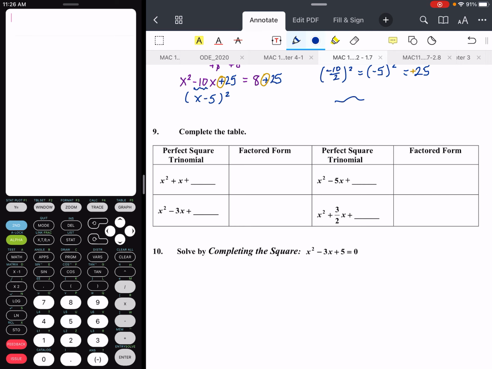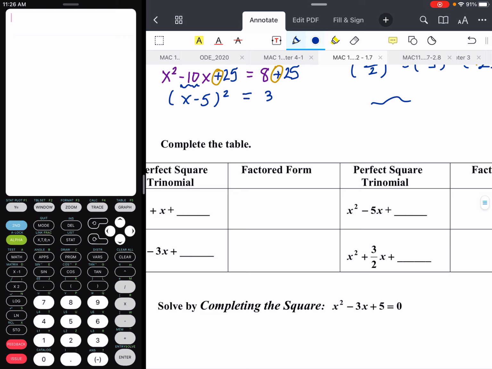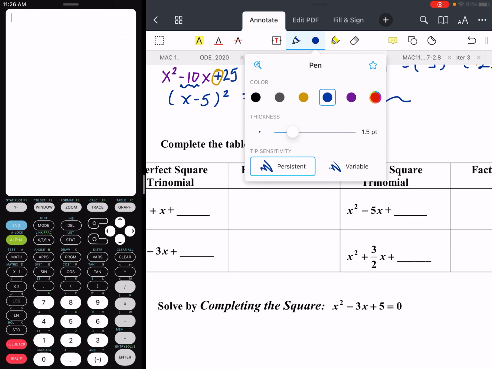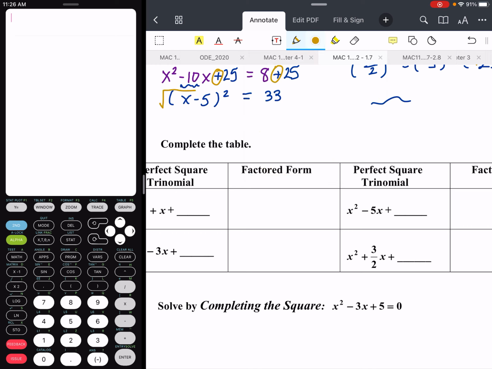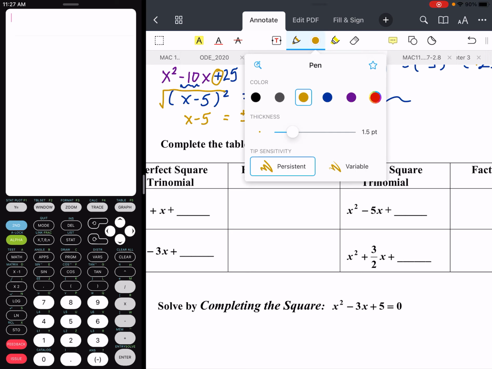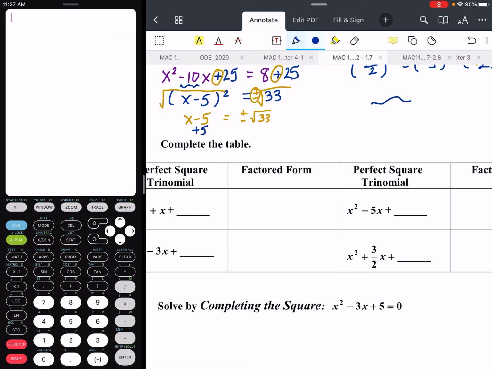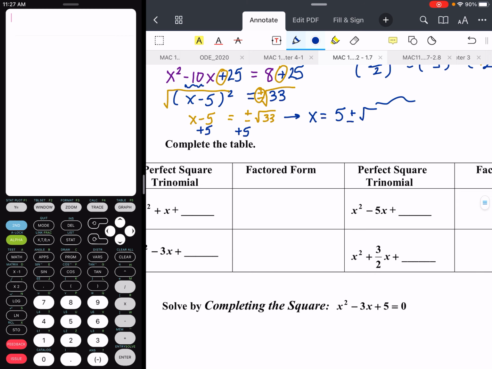Okay, so x minus 5 squared equals 33, 8 plus 25. Now we're going to use that square root property. So I take the square root of both sides, but remember to include your plus or minus at that step. So here we have x minus 5 on the left equals plus or minus square root of 33. And then our final step, I'm going to solve for x, so I'm going to add 5 to both sides. So this gives me x equals positive 5, so just 5, plus or minus square root of 33.